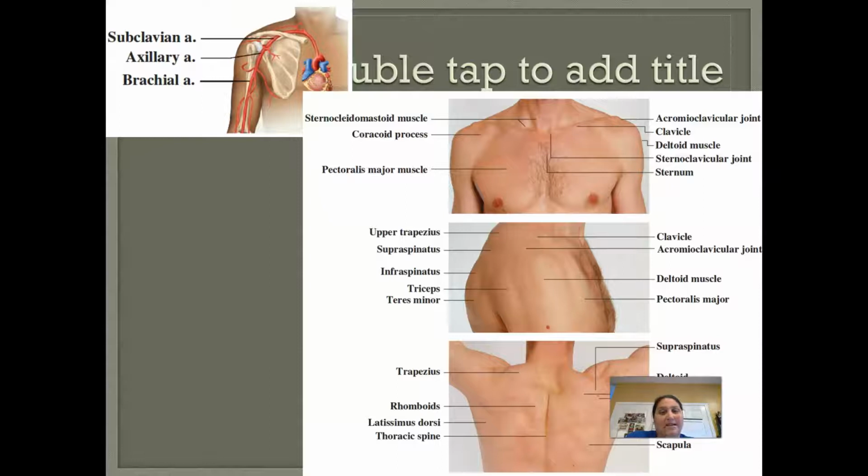Okay, and this slide is showing you where the subclavian, axillary, and brachial arteries are relative to the shoulder complex. And the bigger picture is just showing you anatomical landmarks on a person.